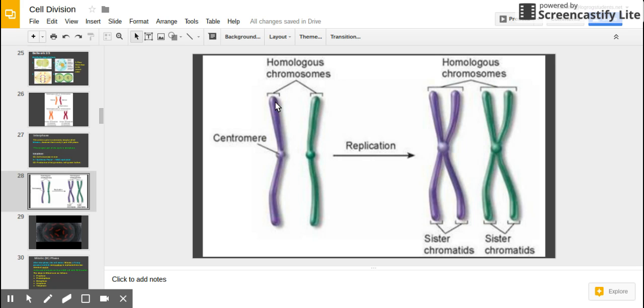Here we see two homologous chromosomes, maybe the purple is from mom and the green is from dad, and these could be two copies of chromosome 1, for example.